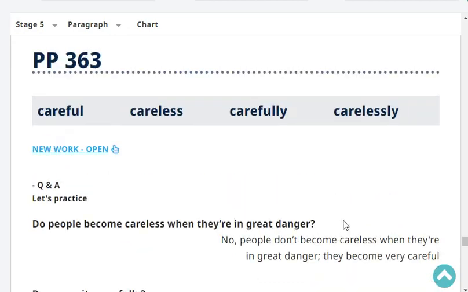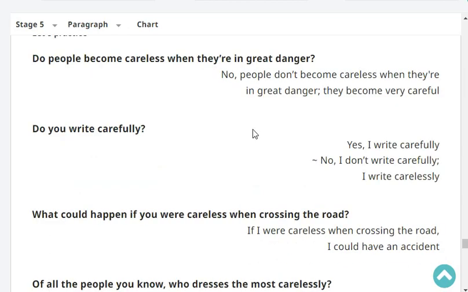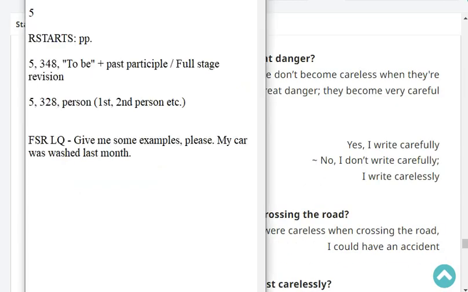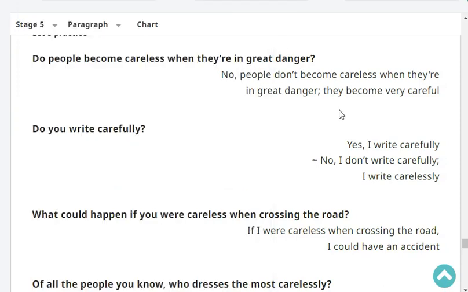Do people become careless when they're in great danger? No. People don't become careless when they're in great danger. They become very careful. Do you write carefully? Yes or no?